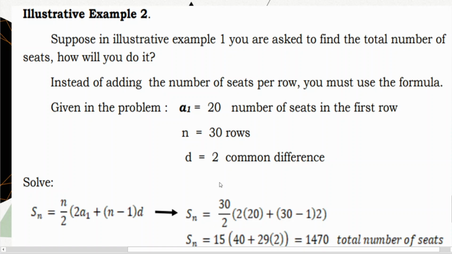So substituting the given in the problem, we're going to have 30 divided by 2, which is 15, 2 times 20, which is 40, 30 minus 1, which is 29, then times 2. And then we're going to have 1,470 as our total number of seats.